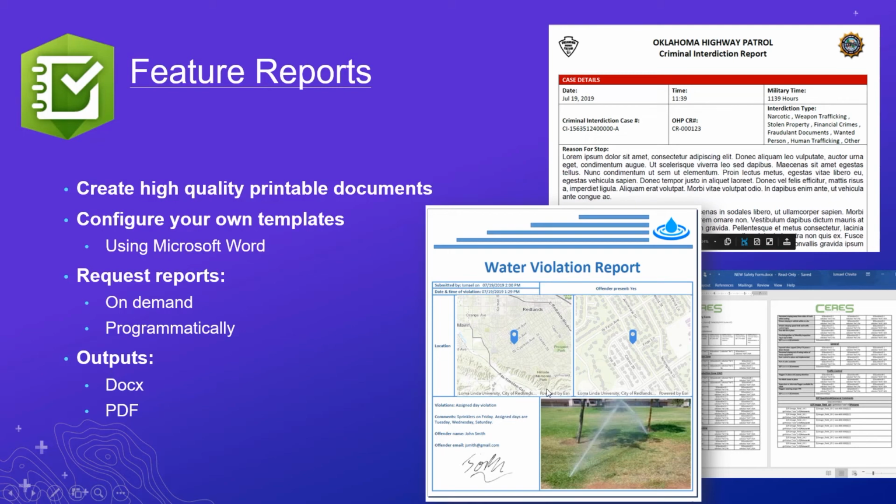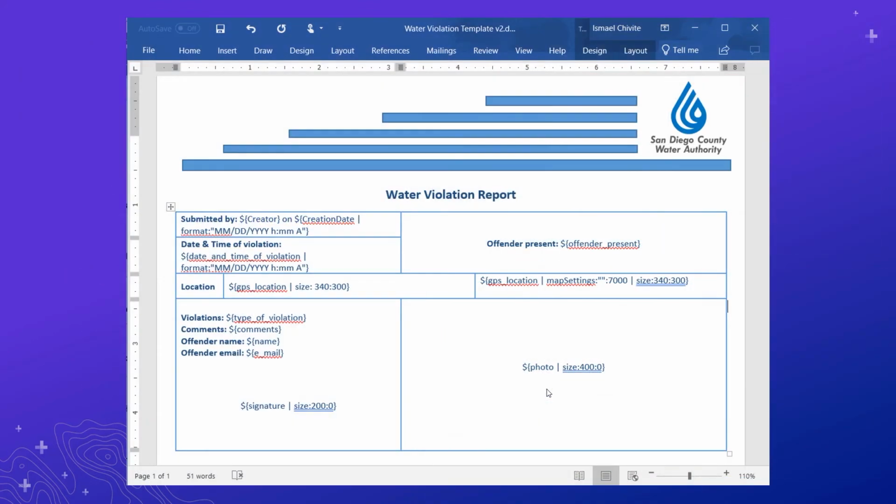And because these templates are authored in Microsoft Word, you really have a lot of control over colors, fonts, and positioning of elements. This is what our report template looks like, raw. You can see that we have some placeholders in here, and these are actually referencing existing fields in your data. In this case, we are pulling the creation date value from our record, and we are formatting that value according to this string, the month, day, year, and then the hour, minutes, etc.